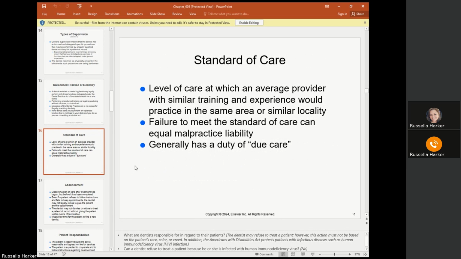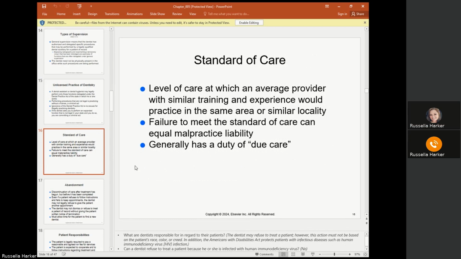So due care, it says generally has a duty of due care. Due care is the legal term that means effort made to avoid harm to another with proper and sufficient care in the absence of negligence. So the dentist has that legal obligation to provide due care when they're treating their patients.